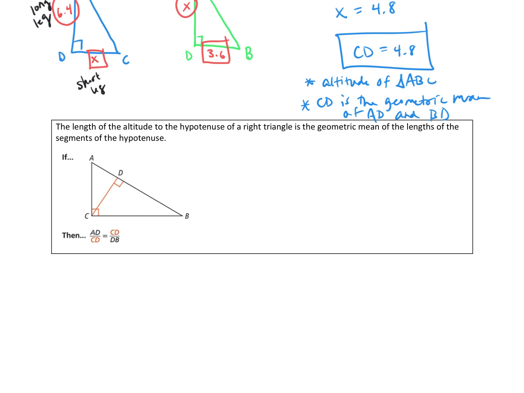All right, so then we have a theorem right here. The length of the altitude to the hypotenuse of a right triangle, so that's this guy right here, is the geometric mean of the lengths of the segments of the hypotenuse. So we just saw that drawn up above, so here it is in our theorem form. I don't think we need to go through that in detail because we just did the example.